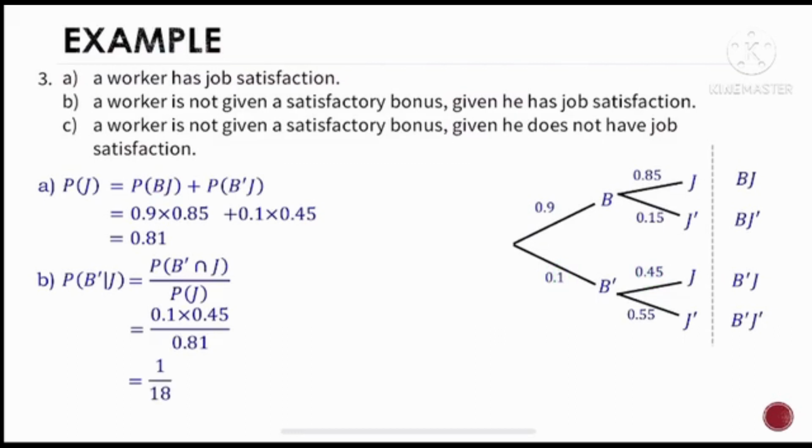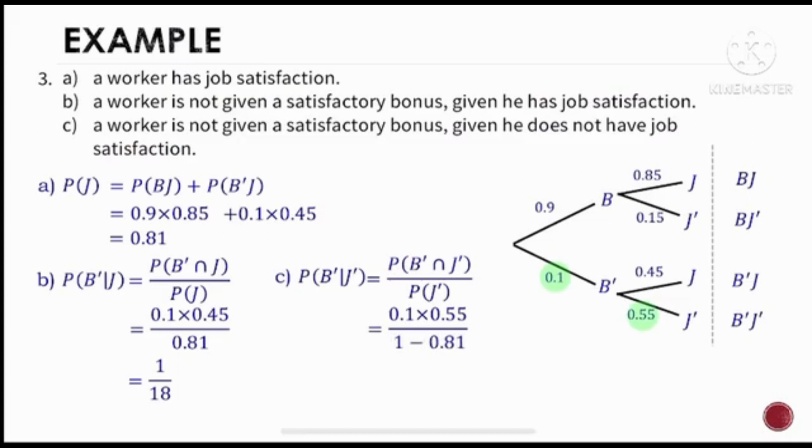Question C is, a worker is not given a satisfactory bonus given he does not have job satisfaction. This is conditional probability B prime given J prime. It equals probability B prime intersect J prime divided by P(J prime). Probability B prime intersect J prime is 0.1 multiplied by 0.55. Probability J prime is 1 minus P(J). So the answer is 11 over 38.